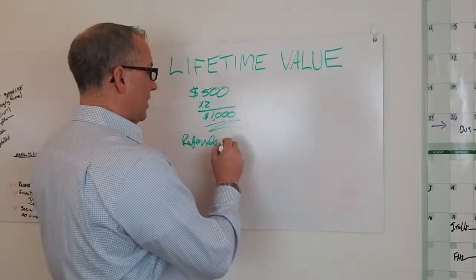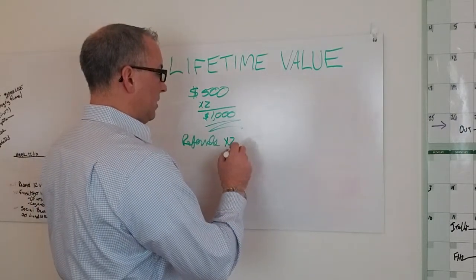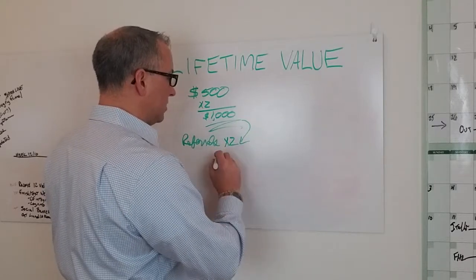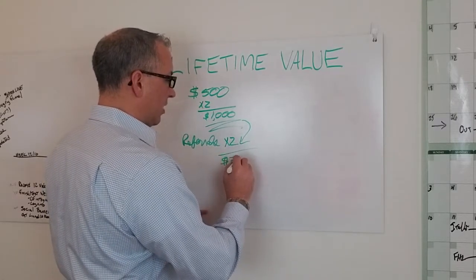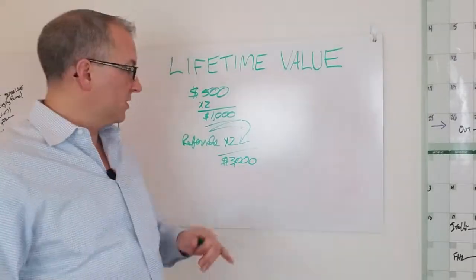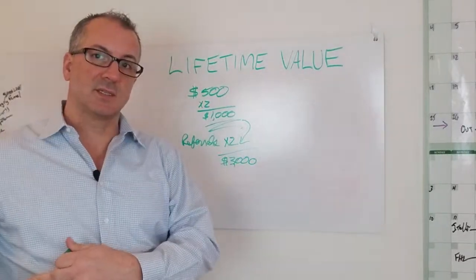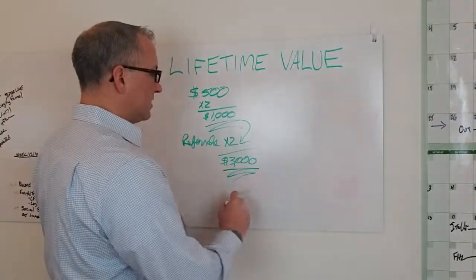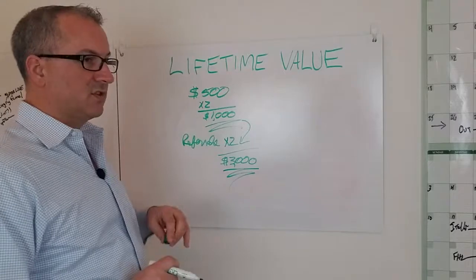So let's say on average, people give you 2 referrals. Now this $1,000 is now $3,000, and don't forget the referrals will give you referrals, and so on and so forth if the system and the process is set up correctly. So we're not going to take it that far. We're just going to say this is now worth $3,000 on average if you get 2 referrals.